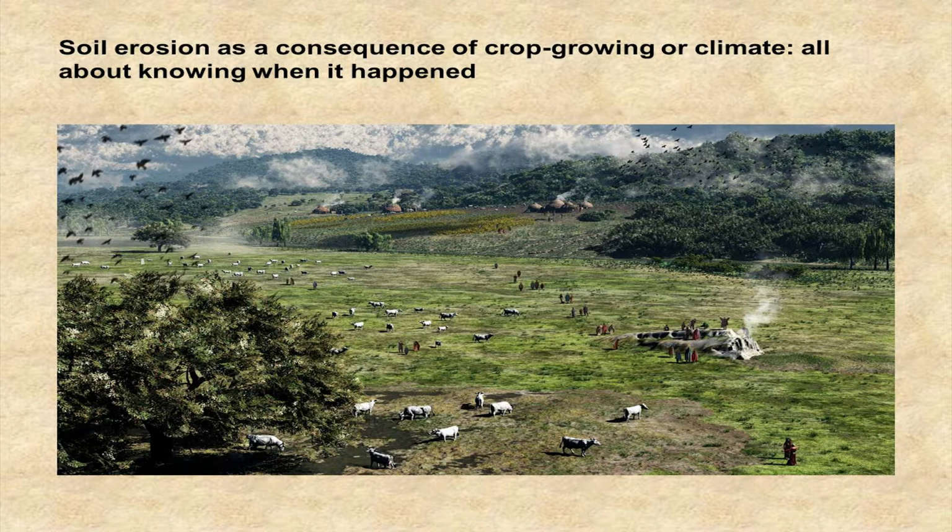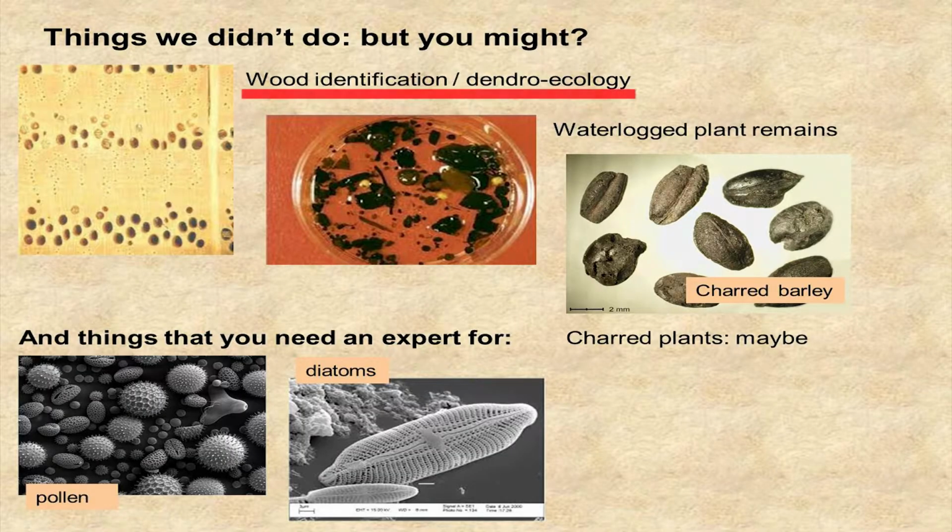So we have these slopes up here, eroding very seriously. At the time, farmers were making this rock art. They were making a major erosional impact in this landscape. Things we didn't do, but you might. We can look at wood identification, and we can count tree rings. There are very, very simple software packages for doing this now.